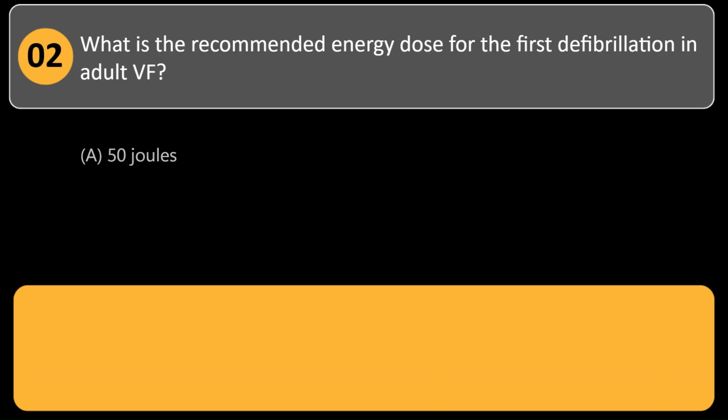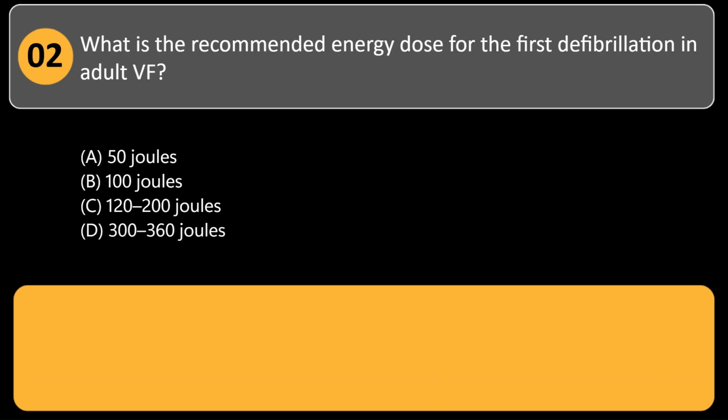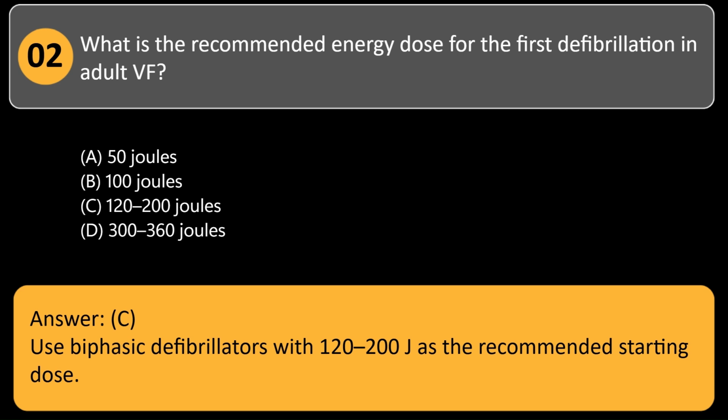What is the recommended energy dose for the first defibrillation in adult VF? A. 50 joules. B. 100 joules. C. 120 to 200 joules. D. 300 to 360 joules. Answer: C. Use biphasic defibrillators with 120 to 200 J as the recommended starting dose.